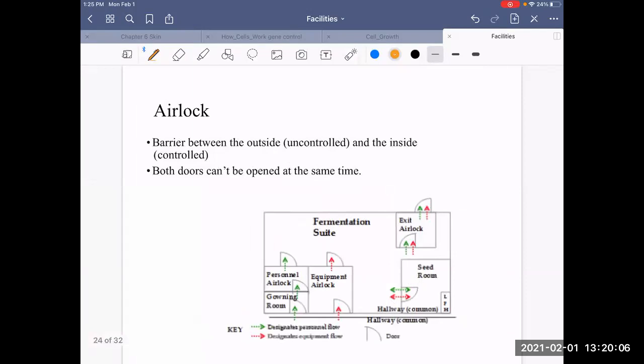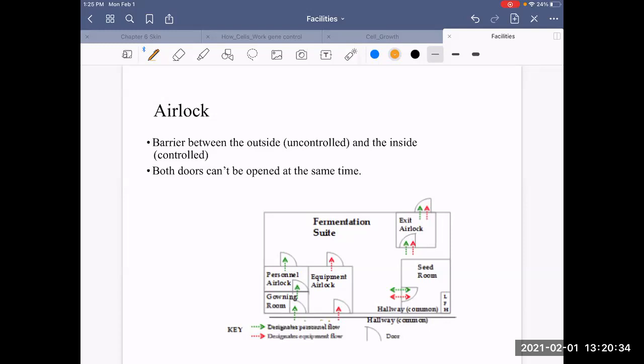Okay, so here is an example of what an airlock is, and you guys probably understand this. Some banks have these. The idea behind it is that you can't open two doors at the same time. So the barrier between the outside and the inside is that you can't open both doors at the same time. I'm not explaining things very well today.